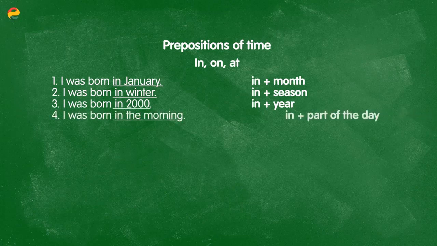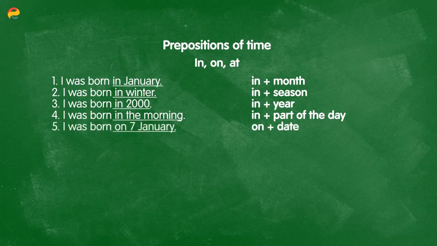But I can also say, I was born in the morning. Here, I'm using in with a part of the day. Moving on to the word on, however, I can also say something like, I was born on the 7th of January. Instead of just saying in January, here it's on a certain day, on a specific day.